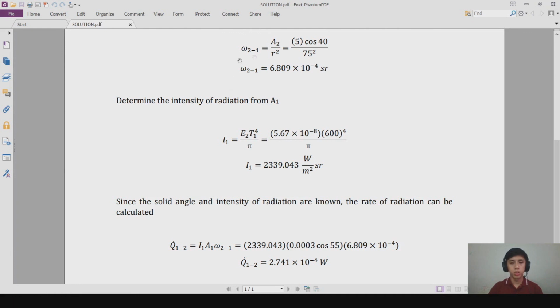By acquiring the two values above, we can find the rate of radiation from A1. We substitute I1, which is equal to 2339.043, and A, which is given as 3 centimeters squared, converted to meters squared, we get 0.0003, cos 55, times the solid angle, which is 6.809 times 10 to the power of minus 4. Therefore, the rate of radiation emitted from surface 1 to surface 2 is 2.741 times 10 to the power of minus 4 watts.